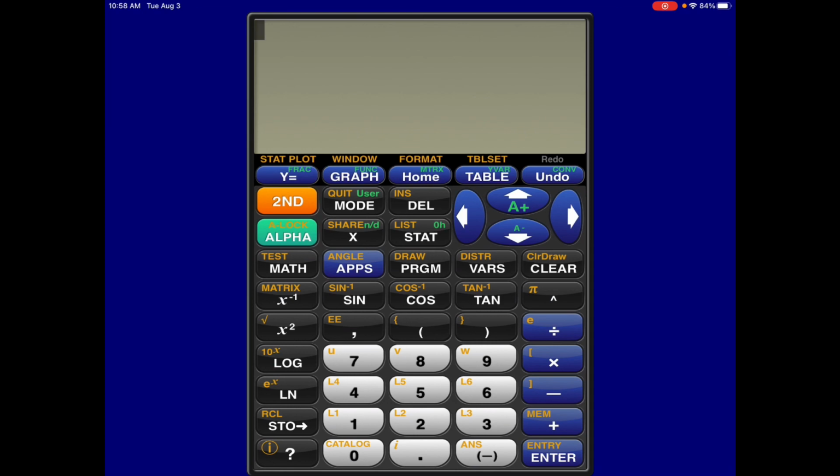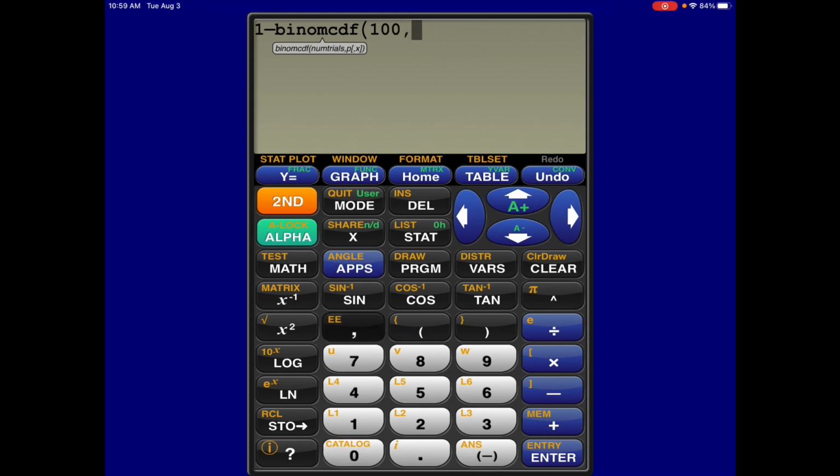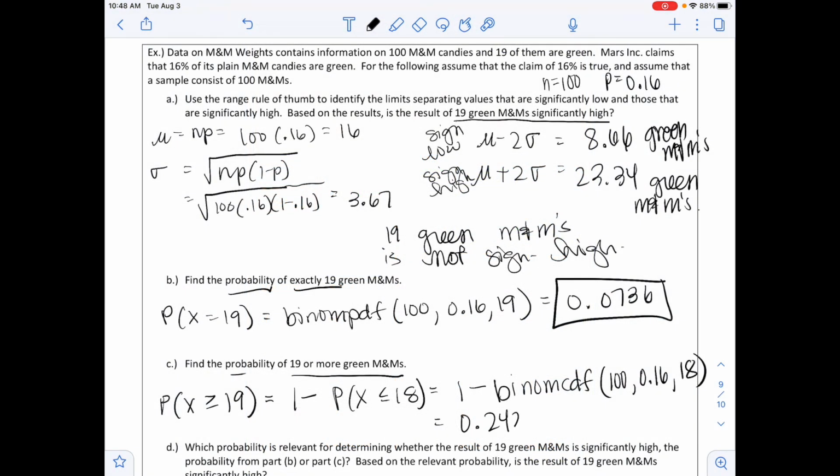So for this problem, we have to use the idea of complements. On our calculator, we're going to do 1 minus, and then we need to use binomcdf. So go to second, vars, binomcdf. Trials is 100, comma 0.16 for our probability of success, and then comma our X value, it'd be 18. Select enter, and we get our probability. So from the calculator, we get 0.2424.